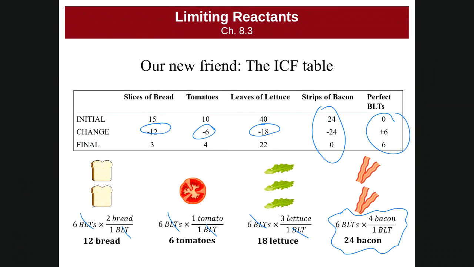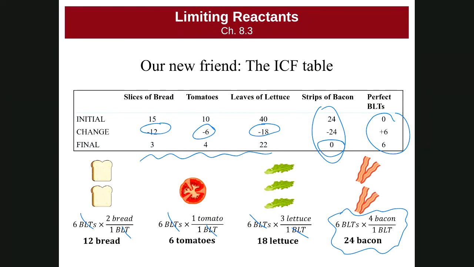So then we ended up with 0 strips of bacon left over, but our other ingredients are all excess ingredients. So you subtract the amount that was required to make 6 BLTs from what you started with to find out how much of your excess ingredients you have left over. Okay? So you should be very familiar with the ICF table by the time that we're done with this video.